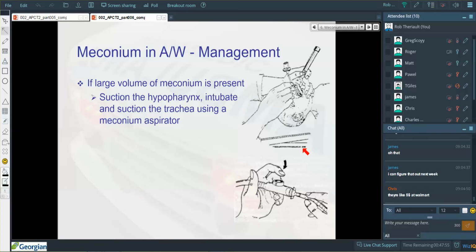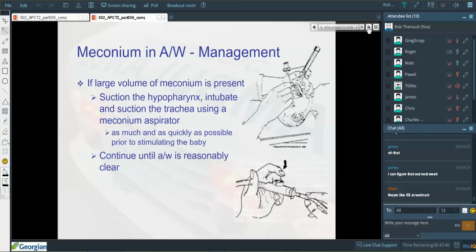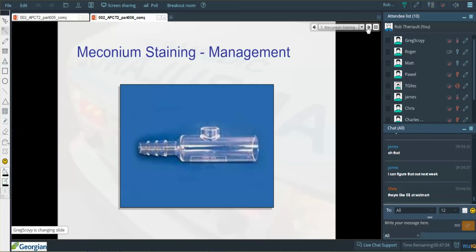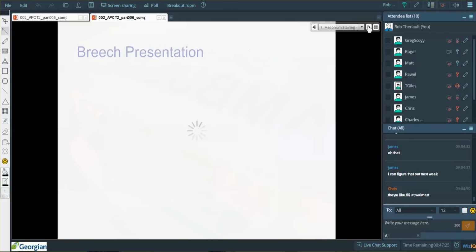And the suction should be set to between maybe negative 60, negative 80 millimeters of mercury for the purpose of suctioning a neonate. So you want to suck out as much and as quickly as possible prior to stimulating the baby, and continue until the airway is reasonably clean, and then follow that with positive pressure ventilation. Probably without oxygen, but I don't think anyone would criticize you if you did it with oxygen. So that's what the meconium aspirator looks like.